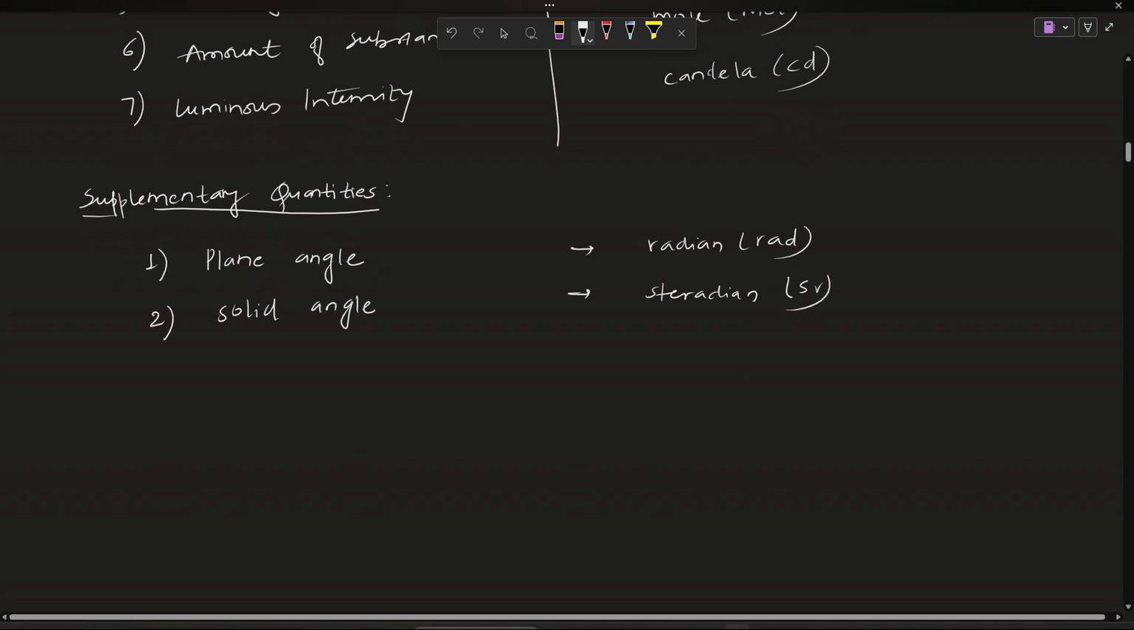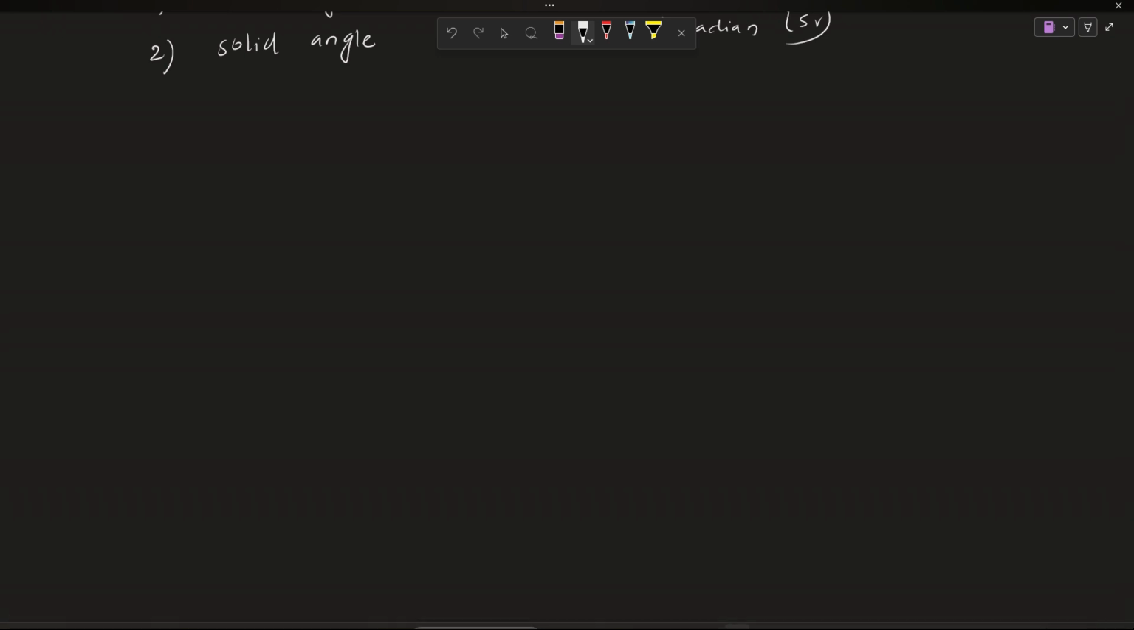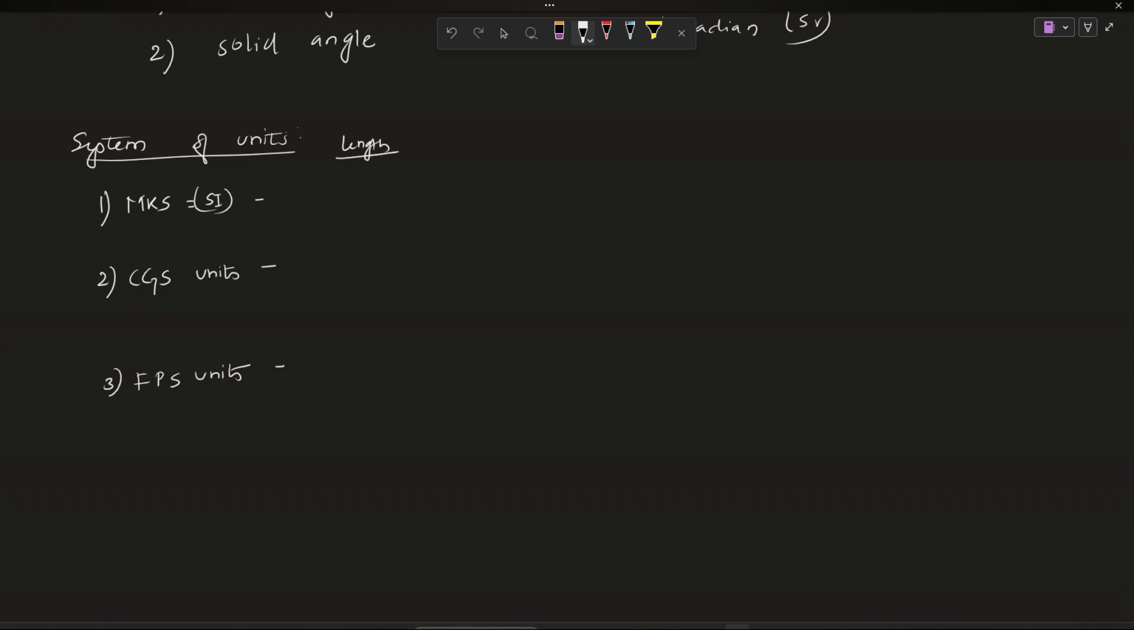Now let us understand the international system of units. First of all, we will learn about the system of units. There are three most popular systems of units. The first one is the MKS system of units, which we generally know as the SI system of units. The second one is the CGS system of units, and the third is FPS. Here we'll go with length, mass and time.